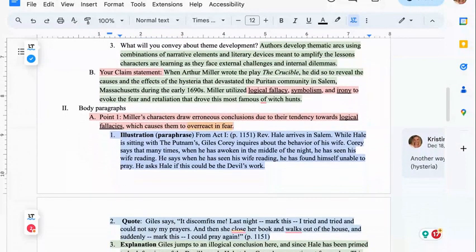And then when you get down here, what will you convey about the theme development? You want to make some sort of general statement about how themes are developed across time. So here's how I chose to do that. I said authors develop thematic arcs using combinations of narrative elements and literary devices meant to amplify the lessons characters are learning as they face external challenges and internal dilemmas. And basically all I'm doing here is trying to write a general definition for how I think themes are developed.